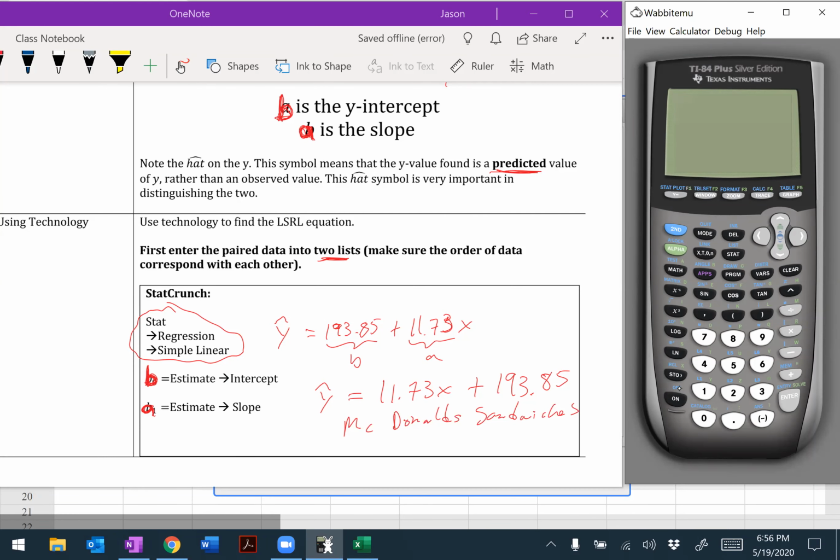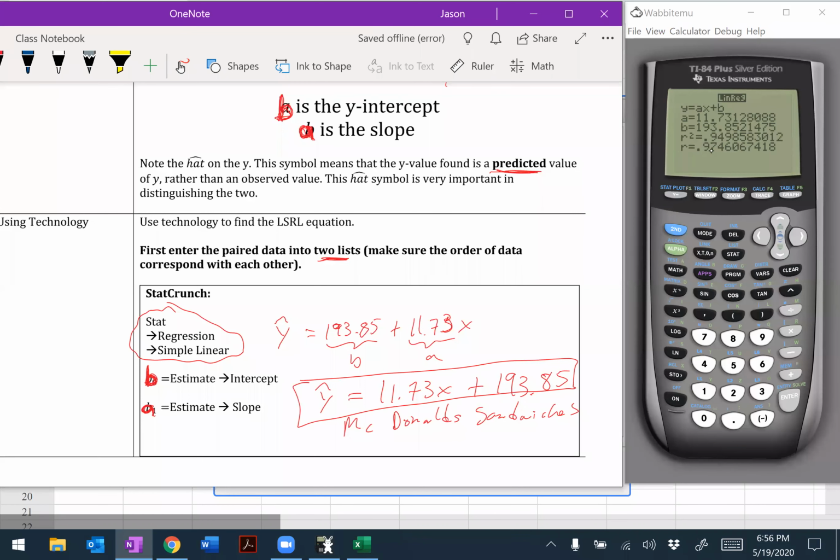Now, if we go back to the calculator, how do we get the regression equation? It's the exact same way that I got the correlation coefficient. I'm going to go Stat, Calc, and number 4 here, linear regression, and I'm going to go List 1, List 2, and then calculate. It tells me your slope A is 11.73. Your y-intercept B is 193.85. It's the exact same equation that we got in StatCrunch, which is good because it's the exact same data.